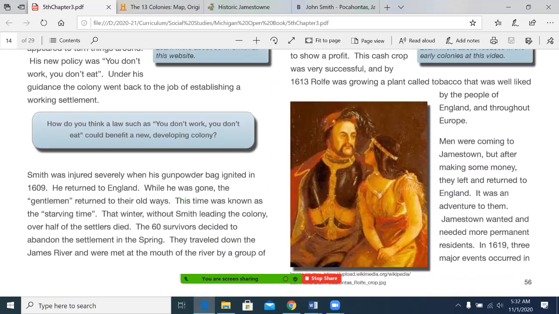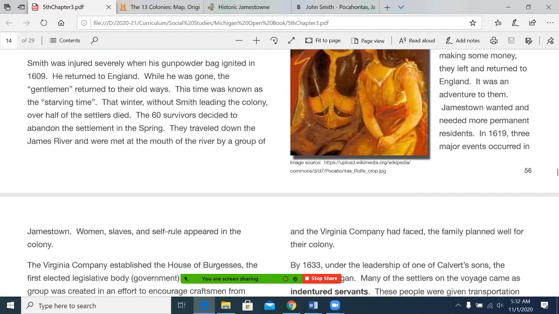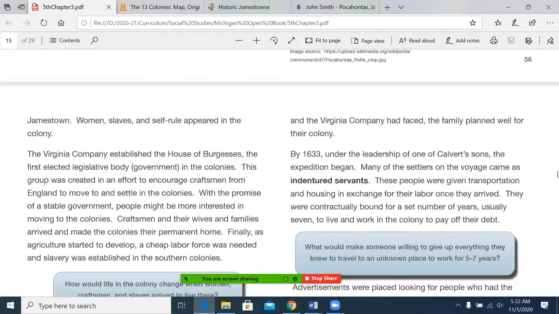Men were coming to Jamestown, but after making some money, they left and returned to England. It was an adventure to them. Jamestown wanted and needed more permanent residents. In 1619, three major events occurred in Jamestown. Women, slaves, and self-rule appeared in the colony. The Virginia Company established the House of Burgesses, the first elected legislative body in the colonies. Yes, you will need to know that on many tests in social studies education. House of Burgesses, 1619, first legislative body.